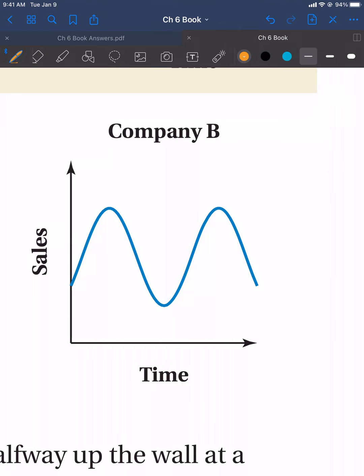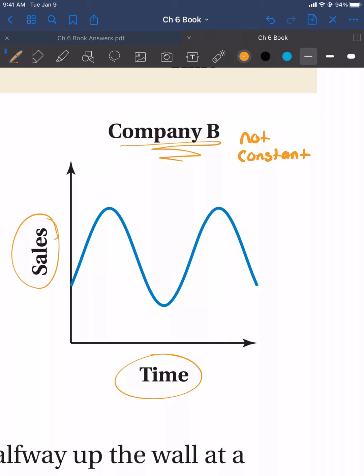But when it's one giant loopy segment like this, here's what I'm looking for mostly. I'm looking for the word not constant. Okay? Not constant. Constant means that there would be a nice straight line slope, right? Is this constant? No. So what is this comparing? This is comparing sales versus time for company B. This is saying the sales started here, and they were doing great for a while, and then what happened? Yeah.